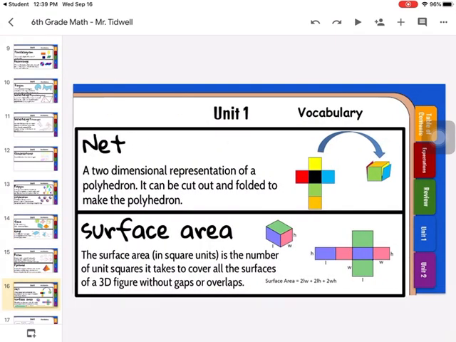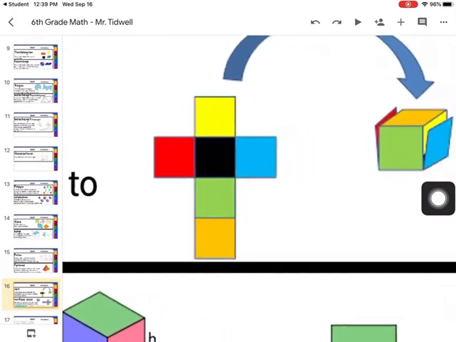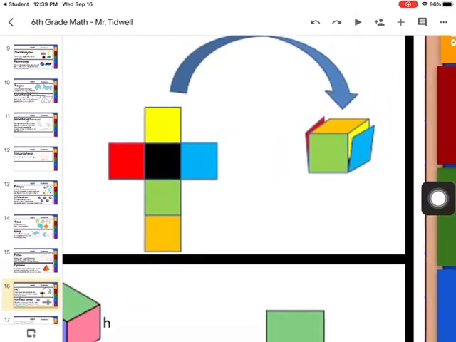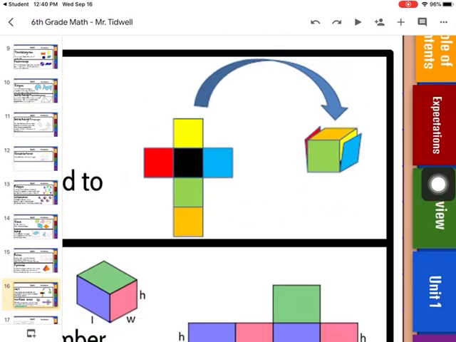All right, so surface areas and nets. A net is a two-dimensional representation of a polyhedron. It can be cut out and folded to make a polyhedron. As you can see right here, you have your cube all assembled, but if you unfolded it, cut it at the edges, it would make this net. All this is doing is basically taking it and laying it flat. So now you can see all the different faces that you would see in this normal cube, okay?